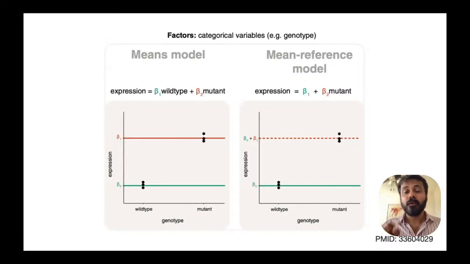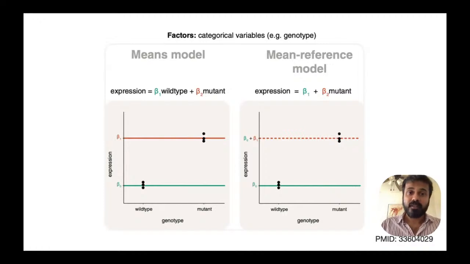Beta 2, however, no longer refers to the difference in expression between mutant and wild type. In this model, it refers to the mean expression in mutant, right? So that's the difference between these two. It's a subtle difference, but important. Why would we even want to use these two models? Why not just use one? In this very simple case, what we're interested in computing is the difference between mutant and wild type. So our mean reference model directly gives us that information, and that's simply beta 2.